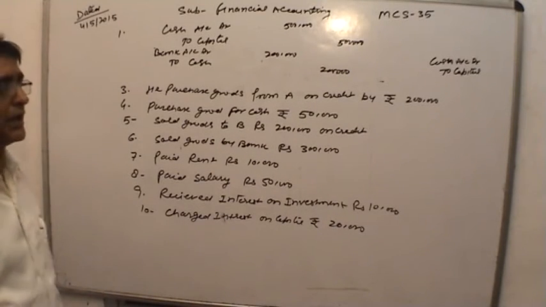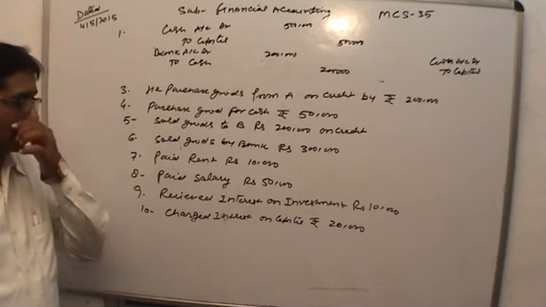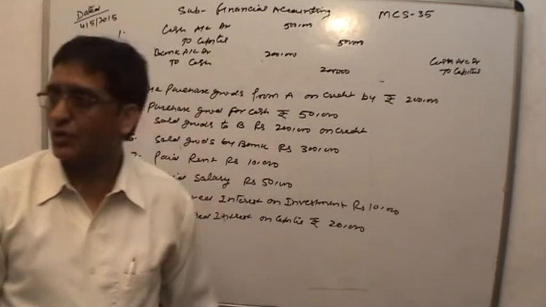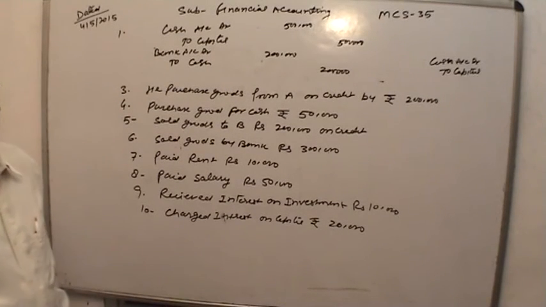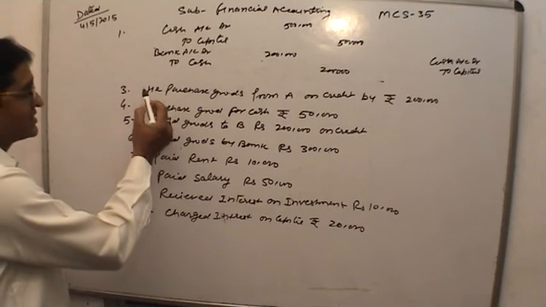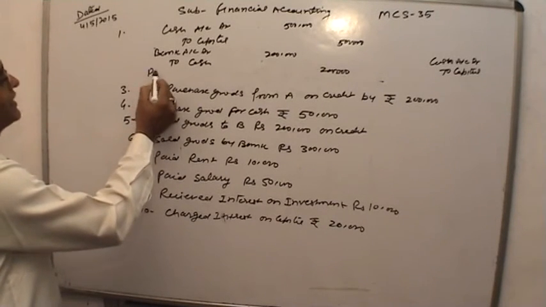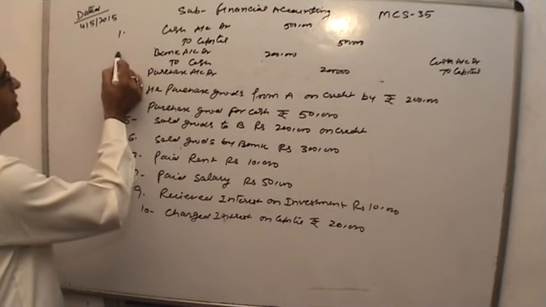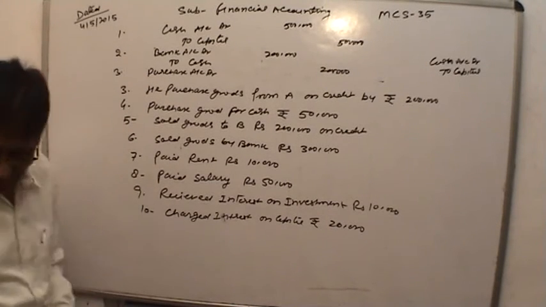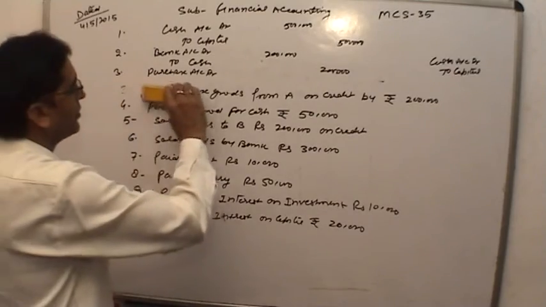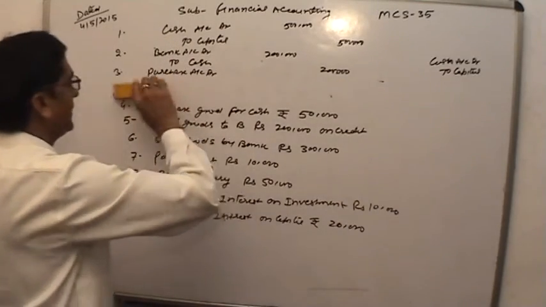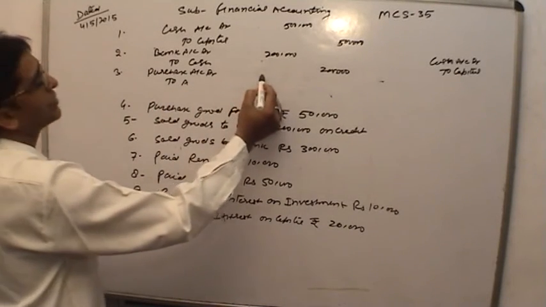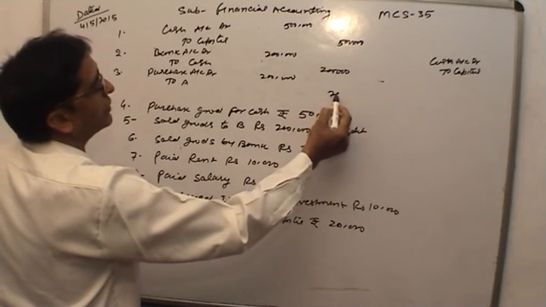Then he purchased goods from A on credit by rupees 2 lakh. In this case, you have received goods from A rupees 2 lakh. So in the case of purchase, we have used the purchase account in place of goods. So in this case, purchase account debit to the giver, and giver is A. So purchase account debit to A by rupees 2 lakh and 2 lakhs.